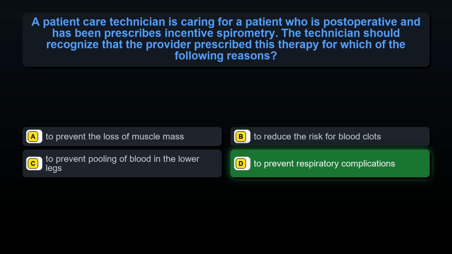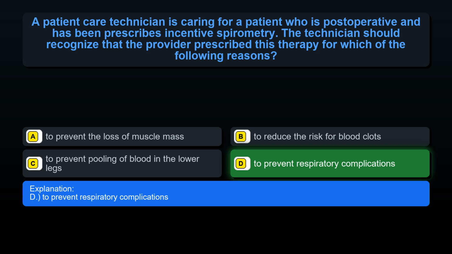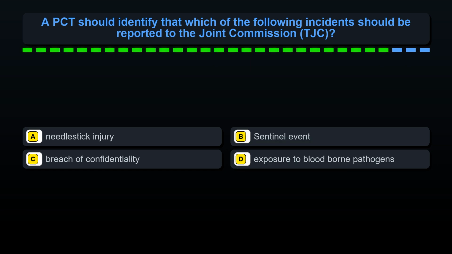The correct answer is option D, to prevent respiratory complications. D, to prevent respiratory complications. Question 67. A PCT should identify that which of the following incidents should be reported to the Joint Commission, TJC. Option A, needle stick injury. Option B, sentinel event. Option C, breach of confidentiality. Option D, exposure to blood-borne pathogens.